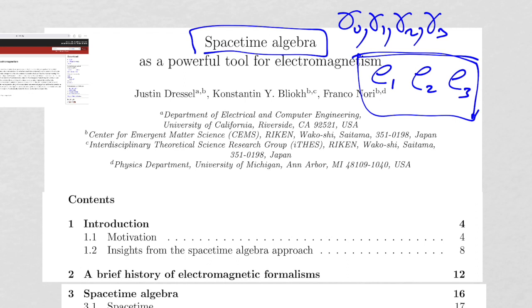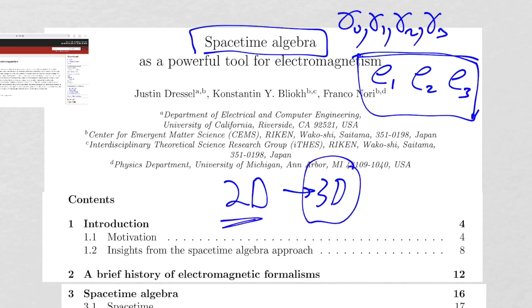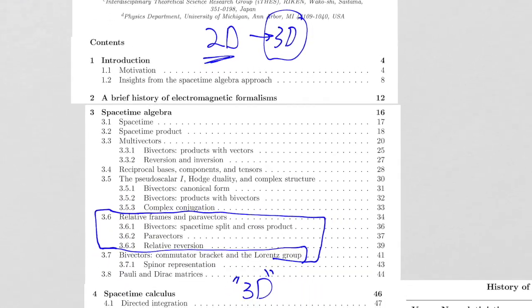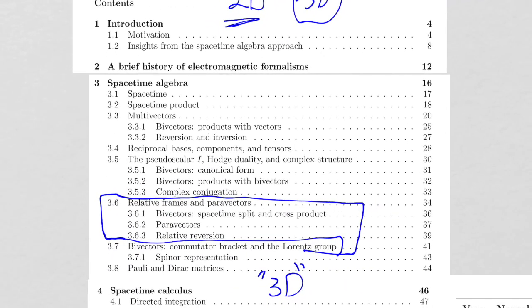I've seen a lot of introductions go from 2D geometric algebra to 3D geometric algebra. I actually don't like that. I would rather just start at 3D. I don't like starting at 2D and then adding a dimension. 2D is almost too simple in many ways. So let us begin with that study, and then once we're really comfortable with it, we will come back and focus on this notion of relative frames and paravectors. So let's begin.